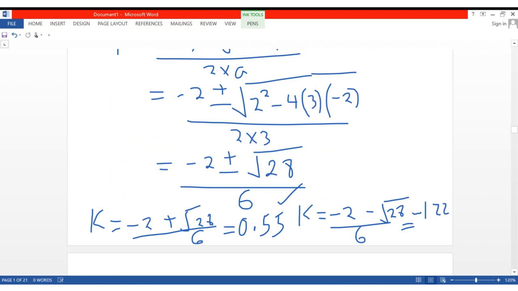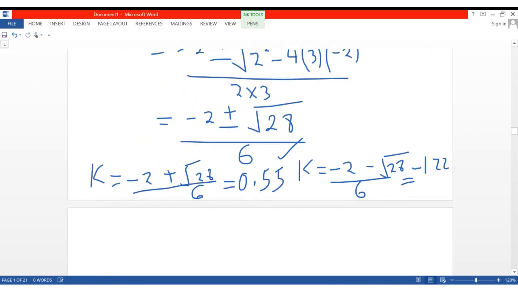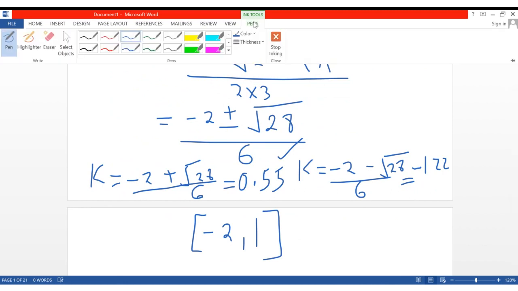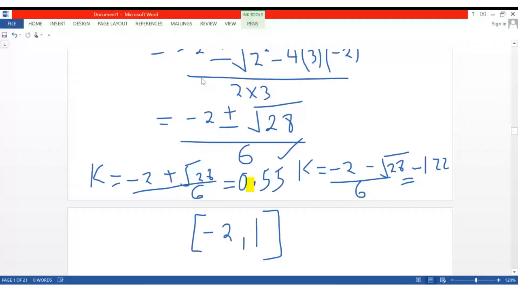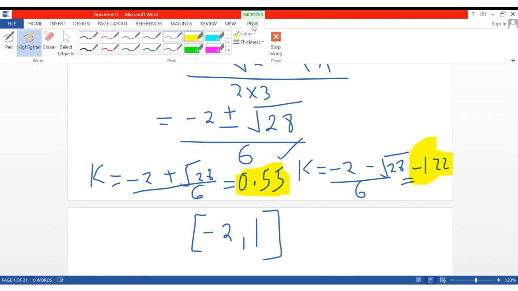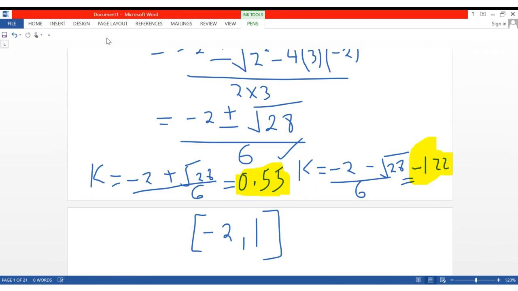So I go back to the interval that I was given. The interval that I was given was negative 2 and 1. So I confirm which of these values are in between the interval. We have 0.55. For sure, it will be between the interval. Then we have this other one, negative 1.22. Again, if we check correctly, it is still in between the interval. So we have two values. We take both values because they are in between the interval.